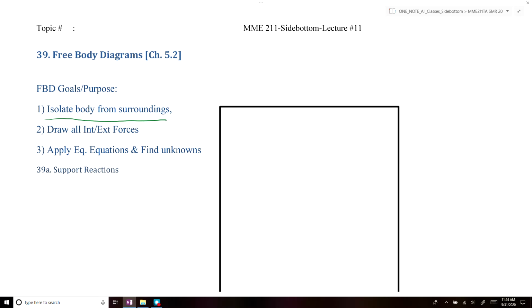Then we're going to apply our two equilibrium equations, which are: our resultant force is equal to 0, and the resultant moment at any point must also be equal to 0. All right, and once we have applied those two equilibrium equations, we'll be able to find any unknown forces or moments that are being applied to our system.